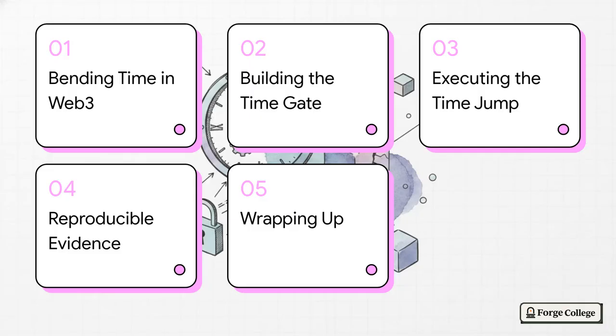Here's the quick game plan for today. First, bending time in Web3. Second, building the time gate. Third, executing the time jump. Fourth, logging reproducible evidence. And finally, wrapping up the experiment.